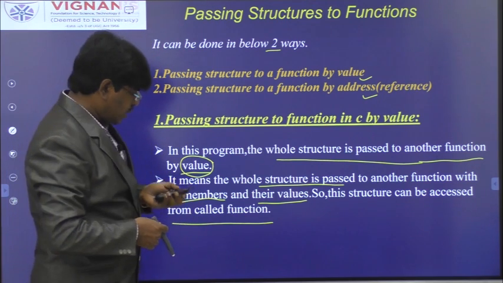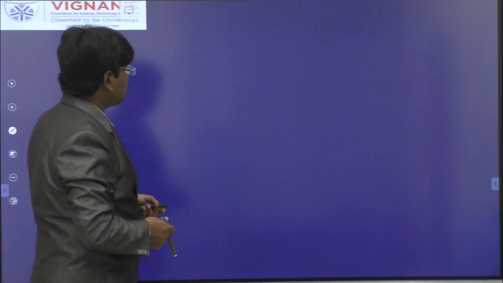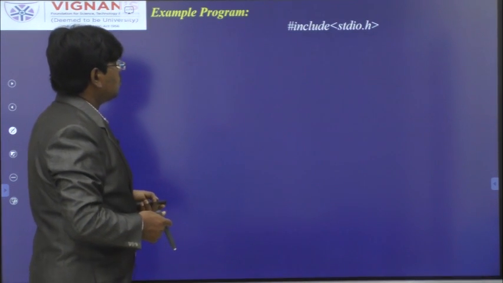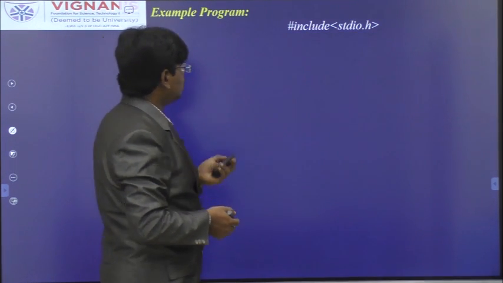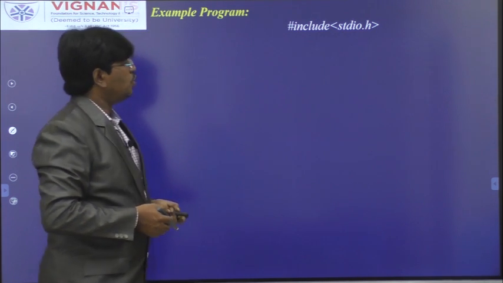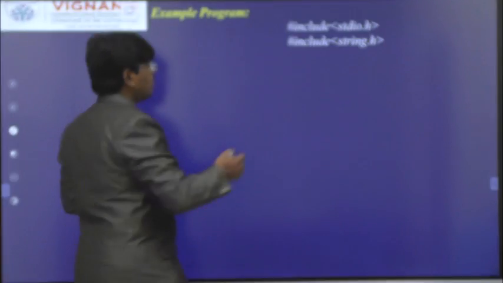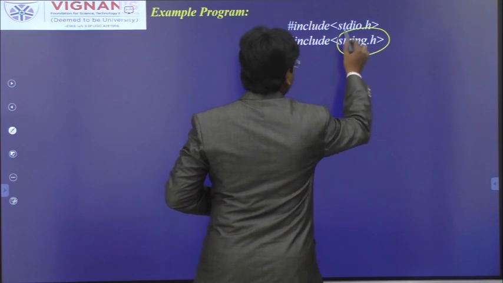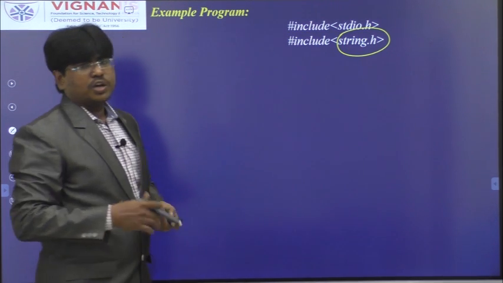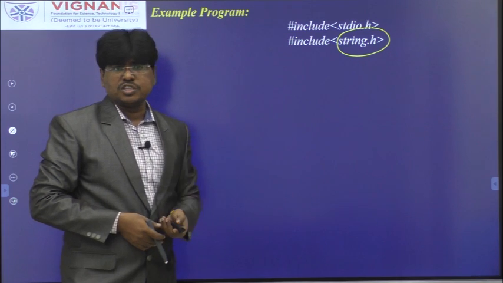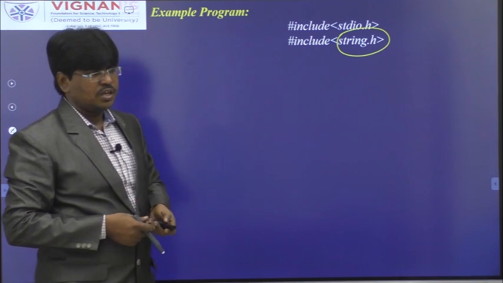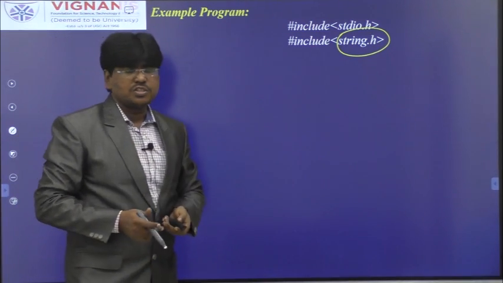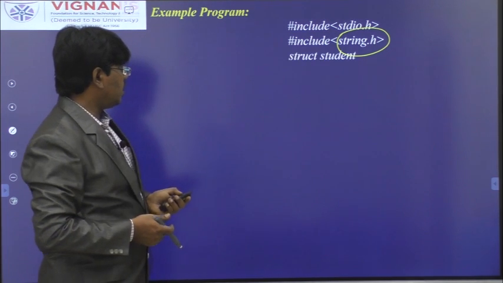How we can pass values, we will discuss with the example program. Consider, first of all, in every program we have to write the header file stdio.h. After that, here I am using string.h. Why I am using this particular string.h, I will tell you. We are using a string library function called strcpy in our program, and if you are handling any string library function, then you have to use the header file string.h.